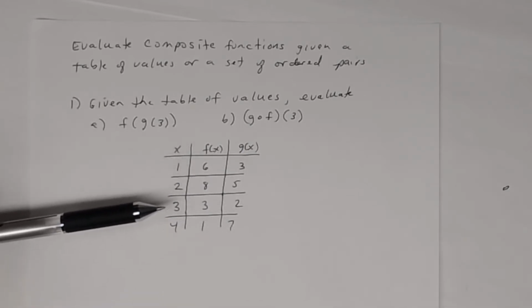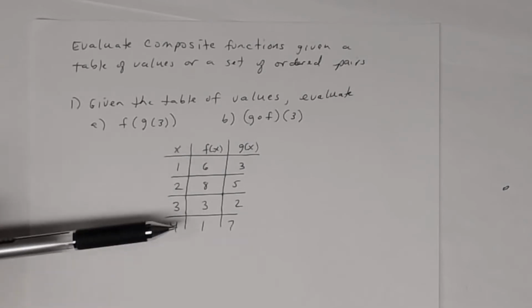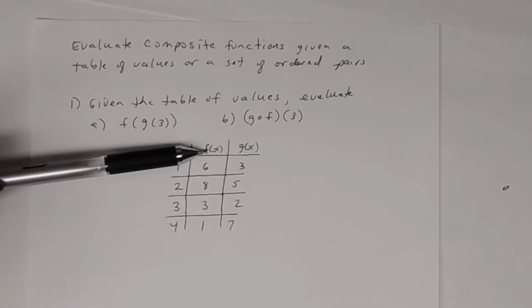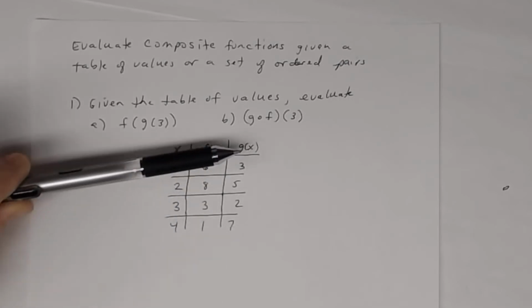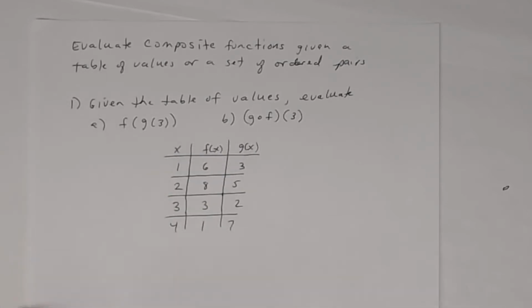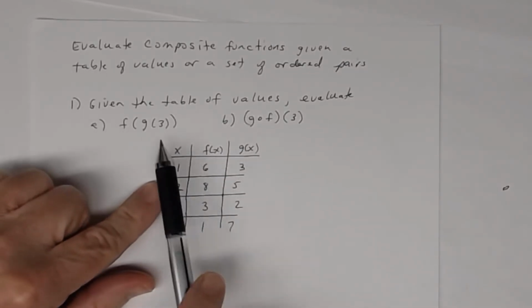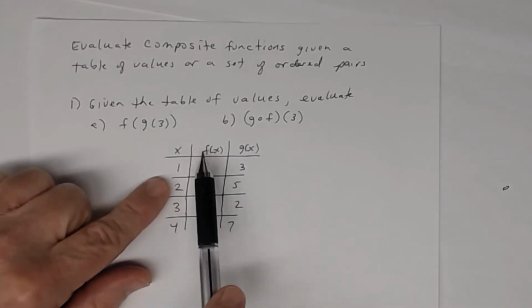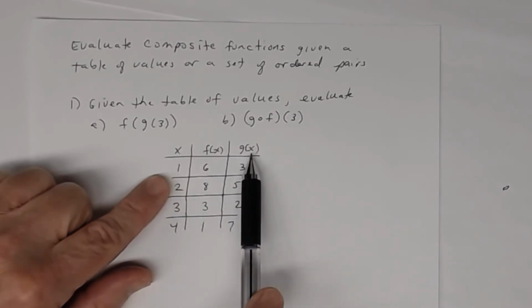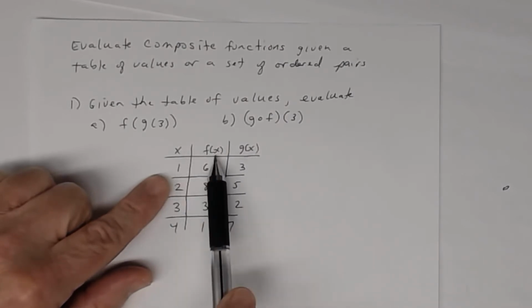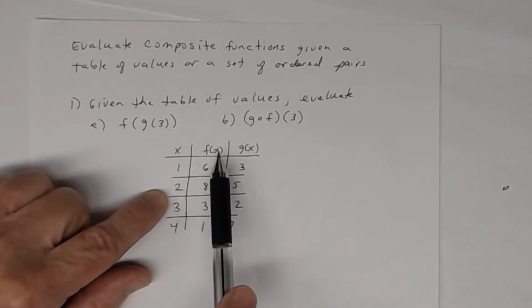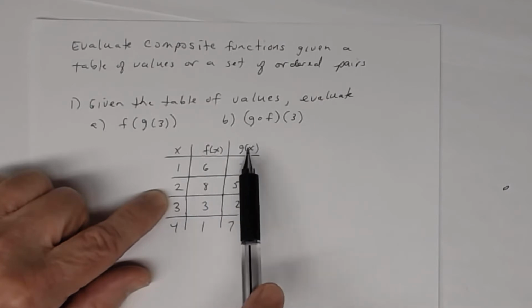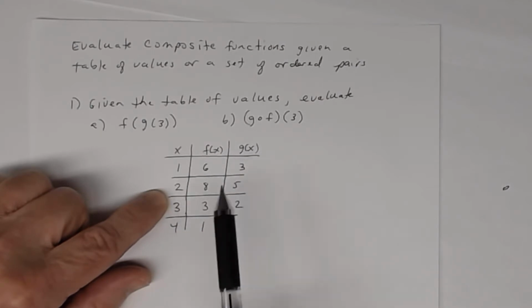notice in the first column are the x values, the domain, and then f of x, these are the values, and then g of x, these are the values. So just remember what this means. In order to do these problems, you got to know what this means. This means that f of 1 is 6, g of 1 is 3. F of 2, see this x? When x is 2, this means f of 2 is 8, g of 2 is 5. So that's how you read this.